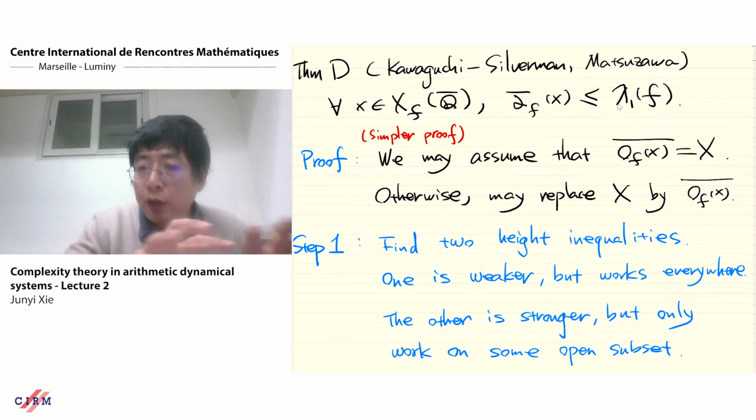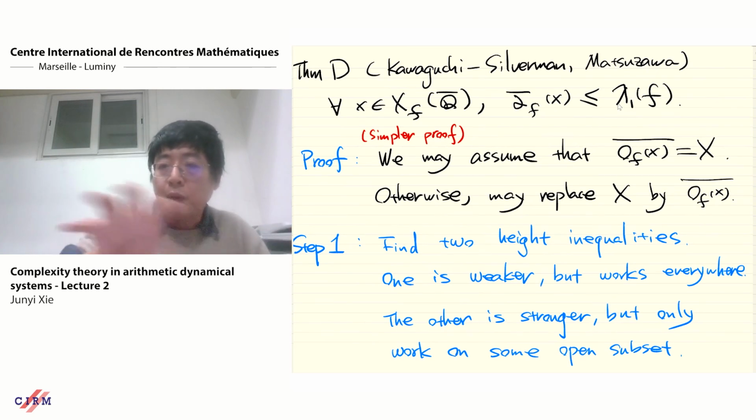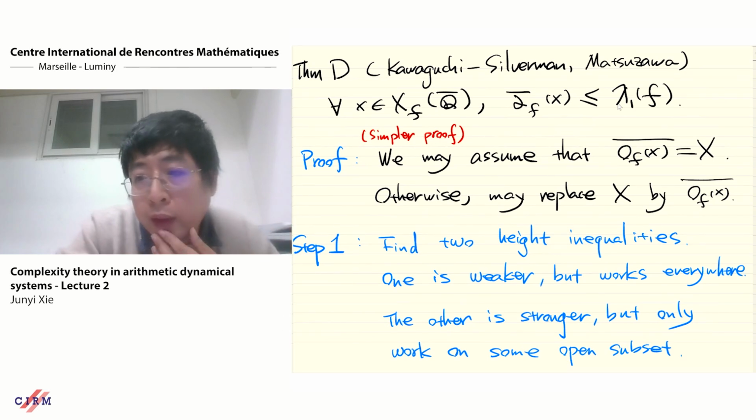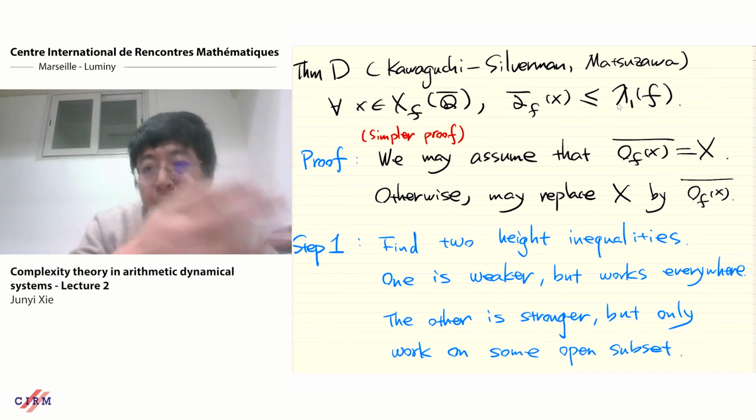Thank you. So it's also some control from some geometric set to some arithmetic set. So I didn't write down the proof, but my feeling is like this.